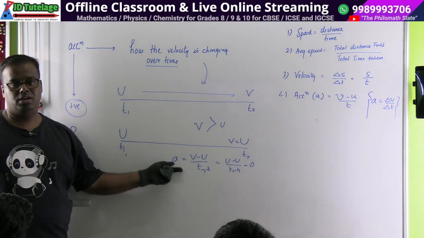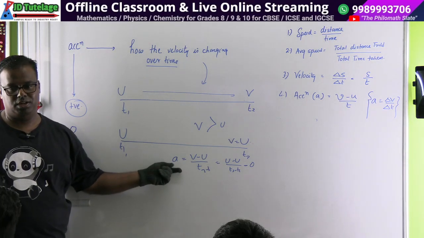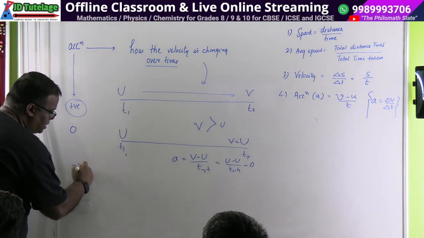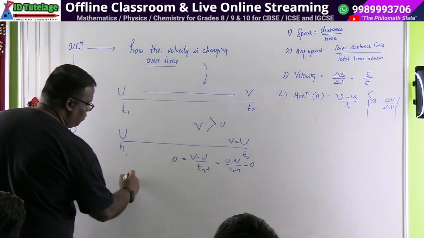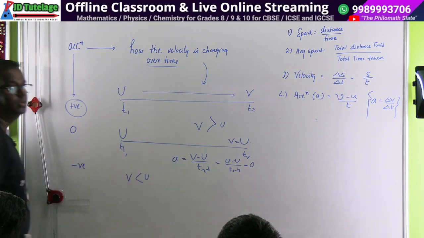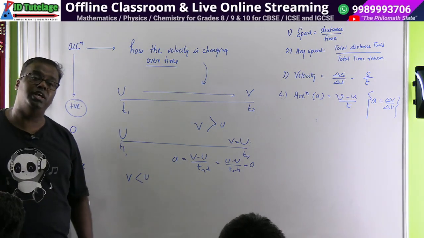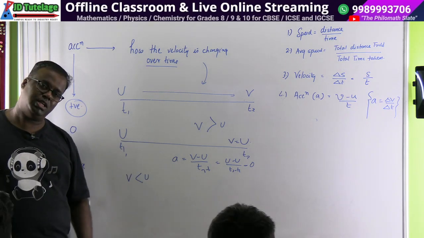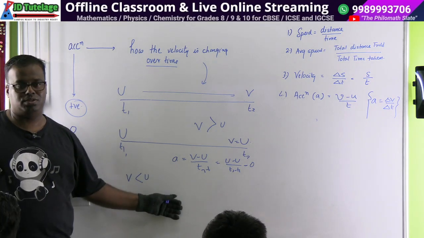The car is running on cruise. You are not pressing the accelerator pedal, so no acceleration. Now we have to see if the acceleration is negative. This is a scenario where v will be less than u. The car is being braked. You are braking the car. Are you understanding? Then only the velocity will reduce.